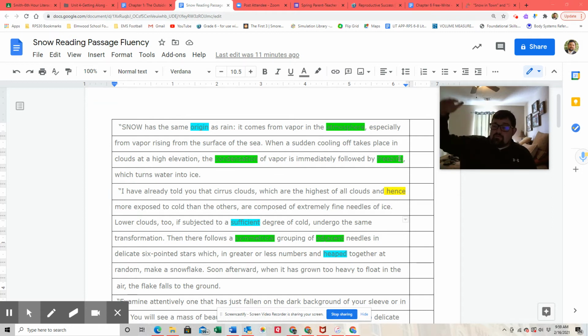That's the atmosphere of the Earth, right? And so snow begins in the air, in the atmosphere, and it may begin at high elevations or low elevations. You'll see that in the passage. Second word, condensation. So it means to come together.